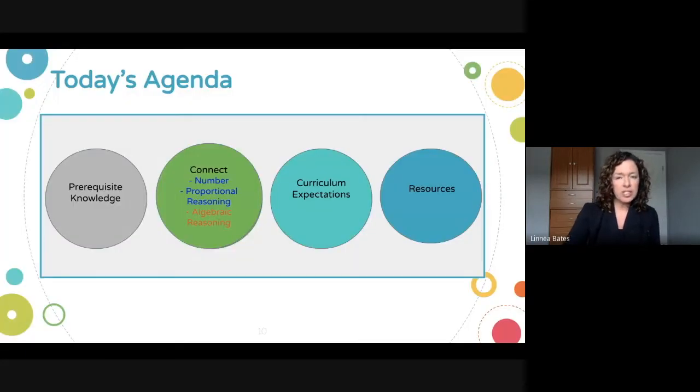Okay, so today's agenda. We just finished looking at the prerequisite knowledge that you need to have in grade 7 and grade 8. We're actually going to jump into looking at some of those connection pieces. So the number expectations and the algebraic reasoning expectations, we really want to focus on those always because of those 4 non-negotiables.